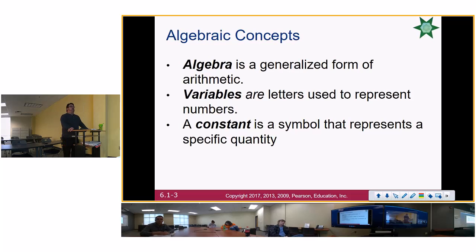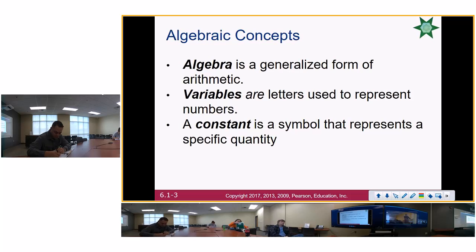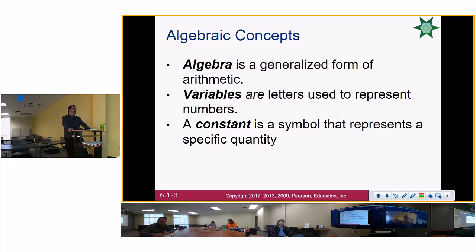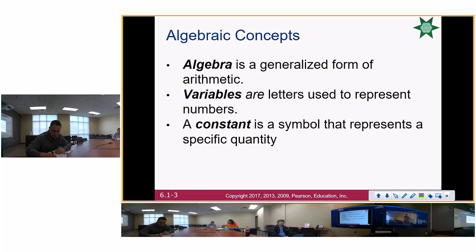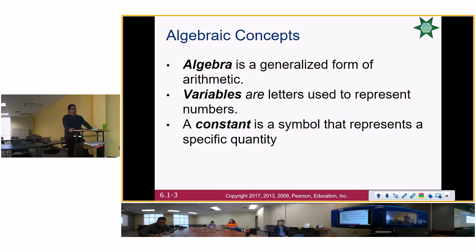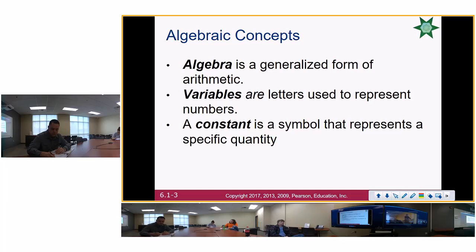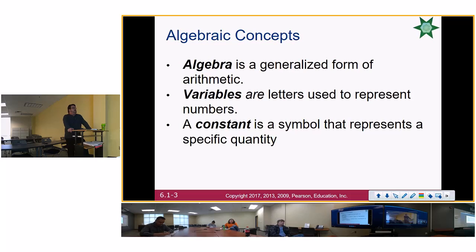But in algebra, it's called a variable. A variable is an unknown letter that represents the number you are trying to find, which is also called the solution. A constant is a number. Like if I give you 5x, 5 is a constant. It's also called a coefficient.